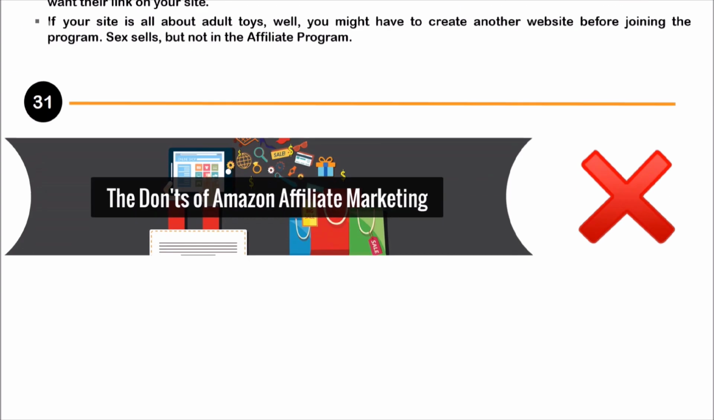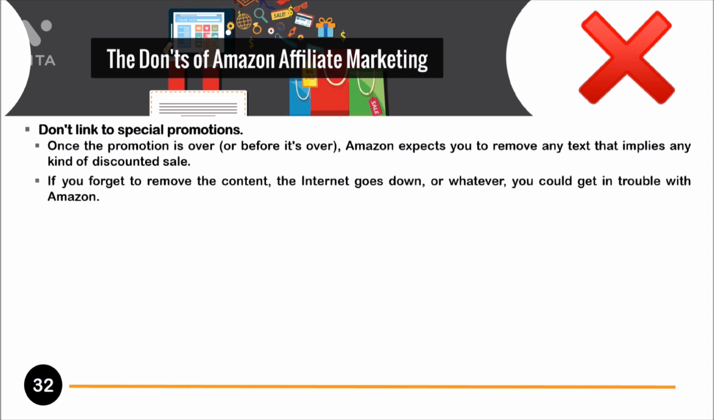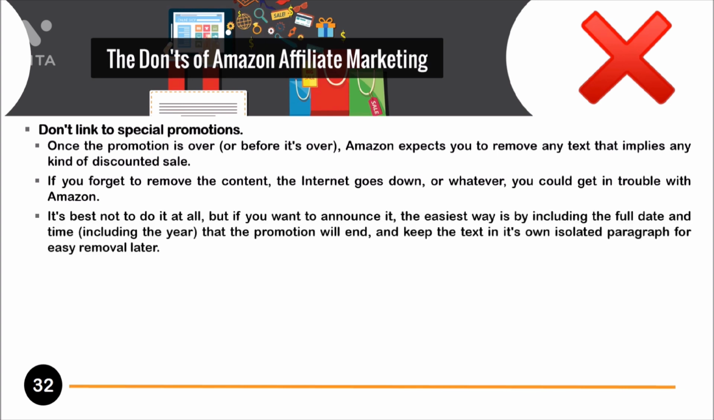Don't link to special promotions. Once the promotion is over, or before it's over, Amazon expects you to remove any text that implies any kind of discounted sale. If you forget to remove the content, the internet goes down, or whatever, you could get in trouble with Amazon. It's best not to do it at all, but if you want to announce it, the easiest way is by including the full date and time, including the year that the promotion will end, and keep the text in its own isolated paragraph for easy removal later.